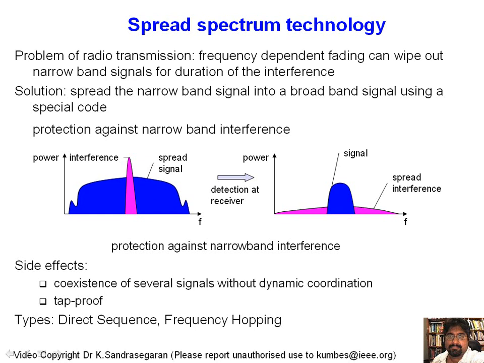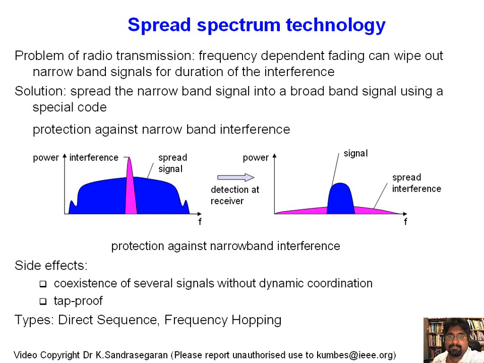So essentially what you're doing is taking a narrowband signal at the transmitter, spreading it across a wide band of frequencies and transmitting it, and at the receiver you are despreading it and you get back the original signal. It essentially provides a form of security as well, because if you do not know how the signal was spread at the transmitter, you're not able to despread it at the receiver.